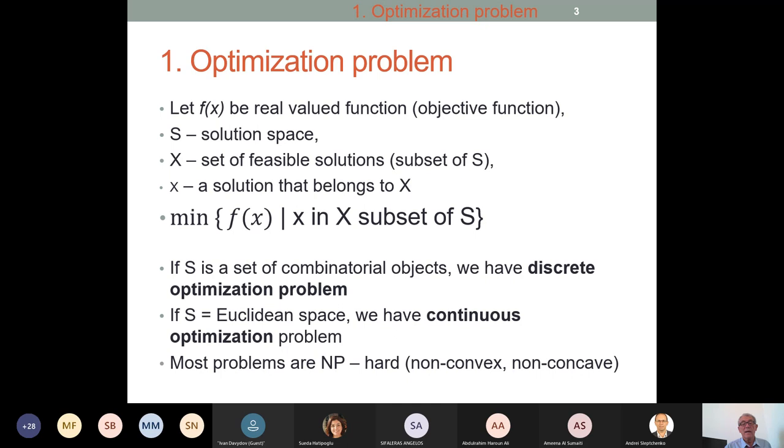So most optimization problems are so-called NP-hard, or if you look at continuous optimization, you can say they are neither convex nor concave. So you could have millions of local minima, and that is in fact the reason why optimization problems could be hard to solve. If it is just one local minimum, which is convex or concave, then it's easy with classical mathematics. So I will explain later what the main issue is.